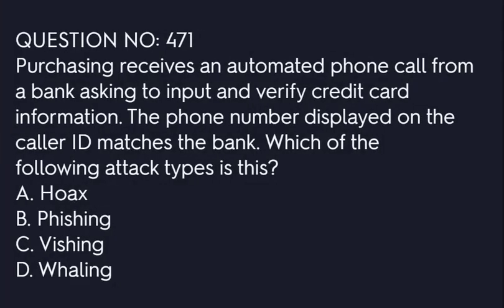Question no. 471. Purchasing receives an automated phone call from a bank asking to input and verify credit card information. The phone number displayed on the caller ID matches the bank. Which of the following attack types is this? A. Hoax. B. Phishing. C. Vishing. D. Whaling. C.